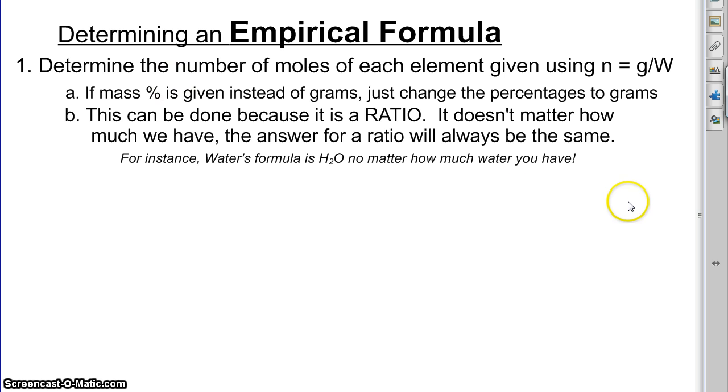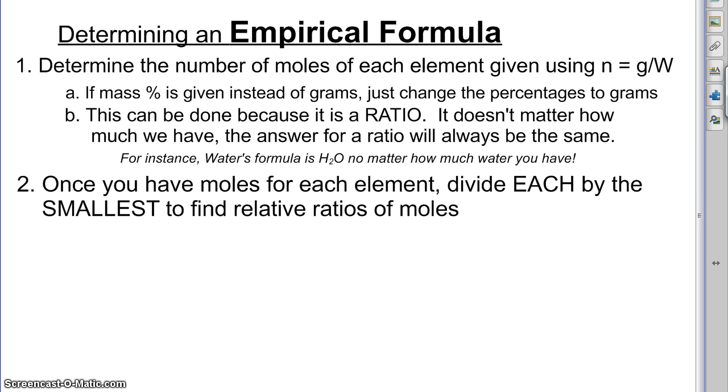So think about it. Water. If you find the empirical formula of water, you should get H2O, whether you use a cup or a million gallons. It should always be the same ratio. So if it gives you percents, just change the percents to grams. That's what it boils down to. Once you have grams, either from percents or just from grams, you just use the numbers it gives you.